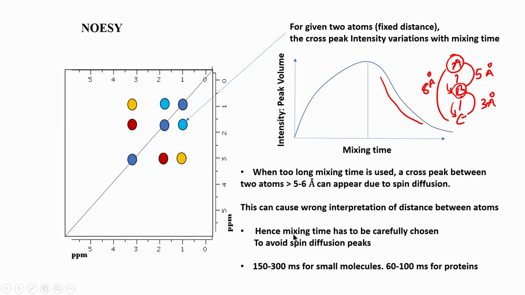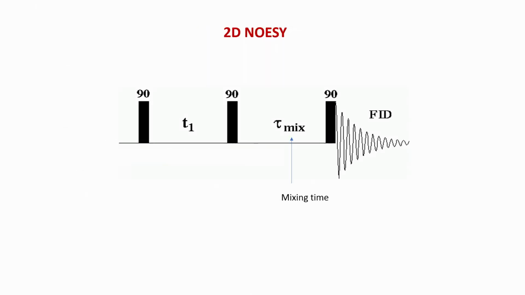So, as mentioned here, mixing time has to be carefully chosen to avoid spin diffusion peaks, because this can cause wrong interpretation of distance between atoms. You may think that this is somewhere 5 angstrom because there is a peak between A and C, but actually it is not, it is a longer distance. So, your structure will become wrong. This point has to be carefully handled; it comes with experience, and mixing time has to be appropriately chosen.